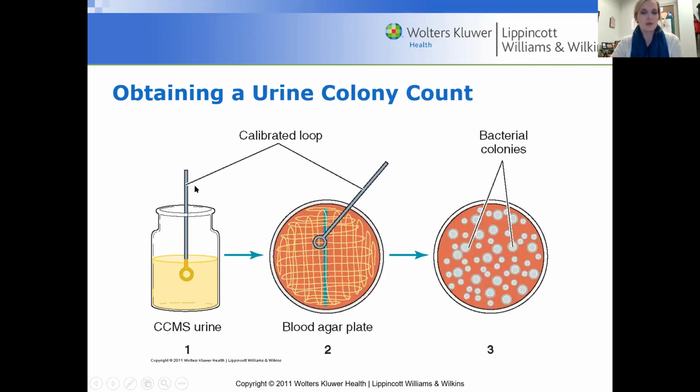Here's your calibrated loop. It is sterilized before entering the urine to make sure that there's nothing on that calibrated loop. We enter it into the urine sample, and then you can see there's this technique to wipe that across a blood agar plate. What happens is the bacteria will start to grow on that blood agar plate. We can see, okay, here's the specific bacteria that is now present in this person's urine.